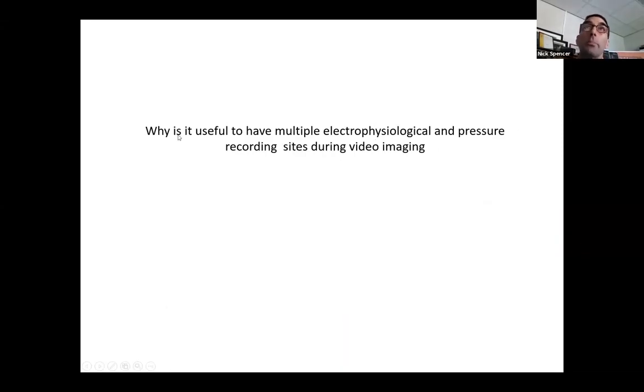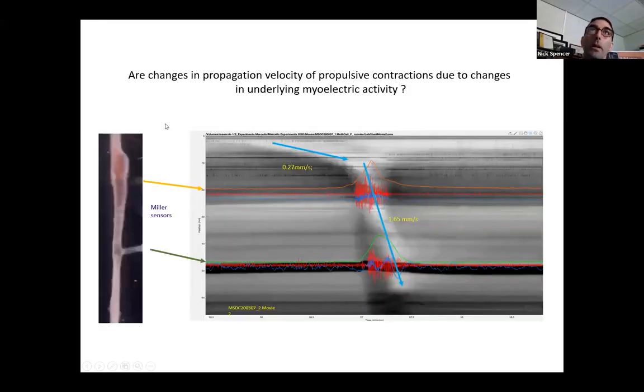How would that evolve like that? So why is it useful to have multi-site electrophysiology and pressure recordings during video imaging? We could talk for hours about this, but I want to just hit it on the head with the most important things. There's major regional differences along the gut. Even over short distances, we've found different patterns of activity, as I said, depending on the conditions with which we stimulate and the luminal contents and whatever stimuli are applied.